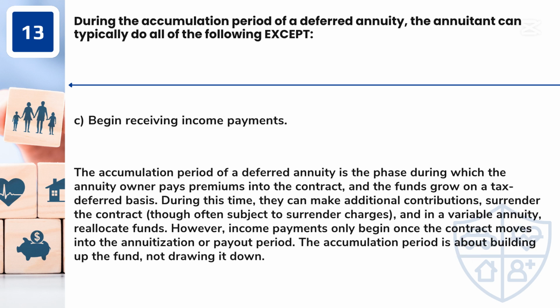Answer: C. Begin receiving income payments. The accumulation period of a deferred annuity is the phase during which the annuity owner pays premiums into the contract, and the funds grow on a tax-deferred basis. During this time, they can make additional contributions, surrender the contract, though often subject to surrender charges, and in a variable annuity, reallocate funds. However, income payments only begin once the contract moves into the annuitization or payout period. The accumulation period is about building up the fund, not drawing it down.